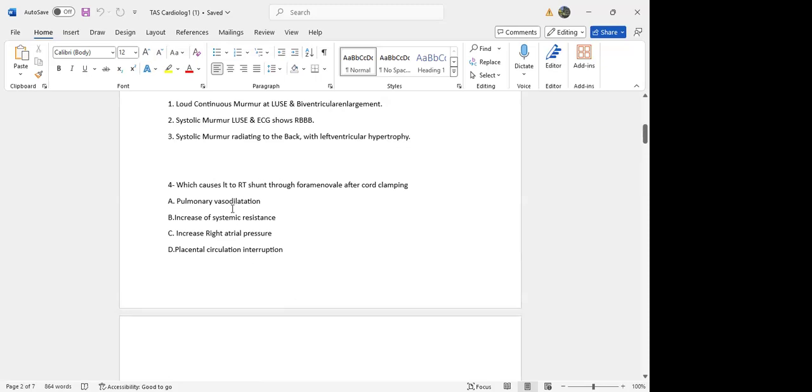Which causes left to right shunt? Please be careful reading the scenario. Which causes left to right shunt? The direction of shunting has changed. Initially in fetal life, the shunt is right to left. Now the shunt becomes left to right through the foramen ovale. So at the level of the foramen ovale, the direction has changed after cord clamping. After cord clamping, this change in direction is happening due to which factor? The factors are given below. Yes.